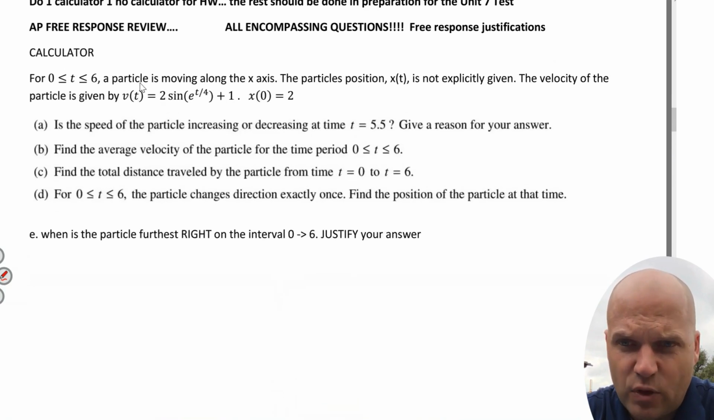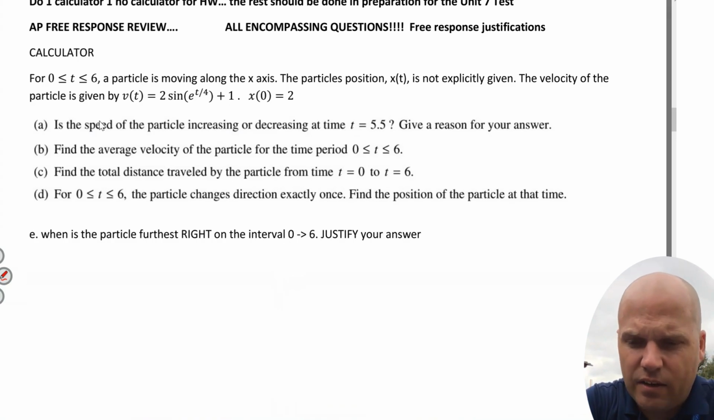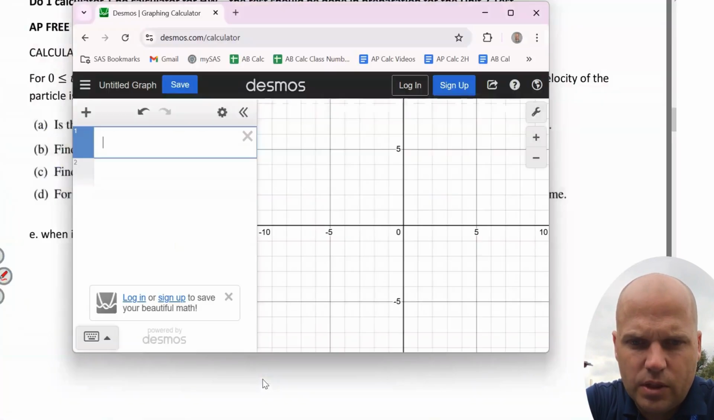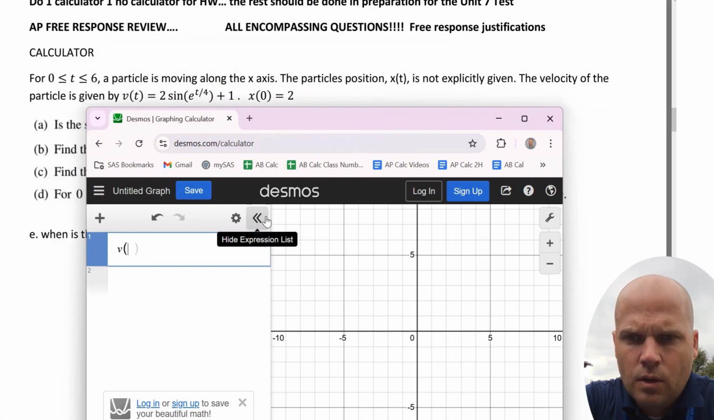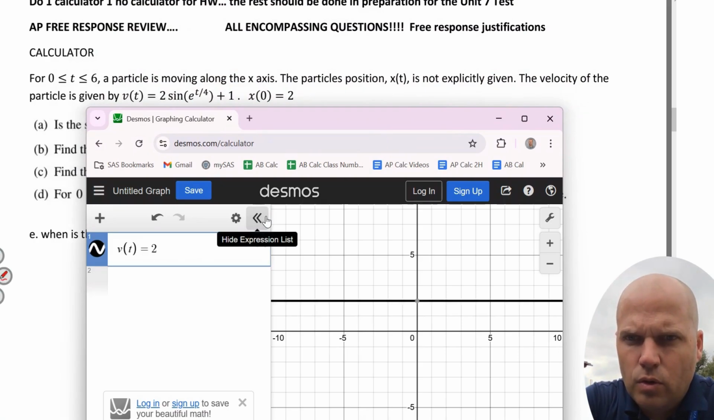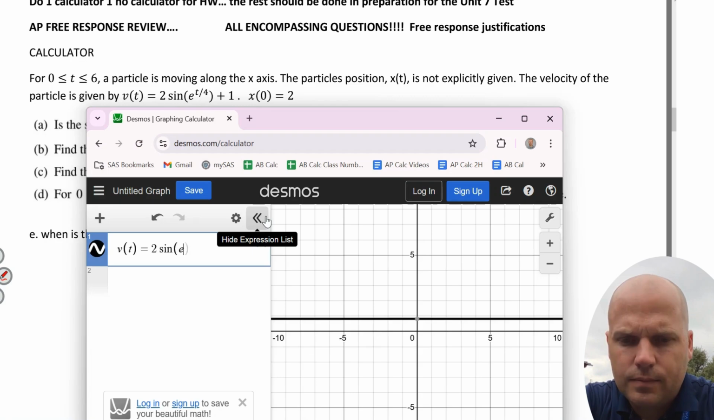This is one of the past free response questions. Given a velocity, it's a calculator question. Should be easy. So long as I know what to do. So I got this.